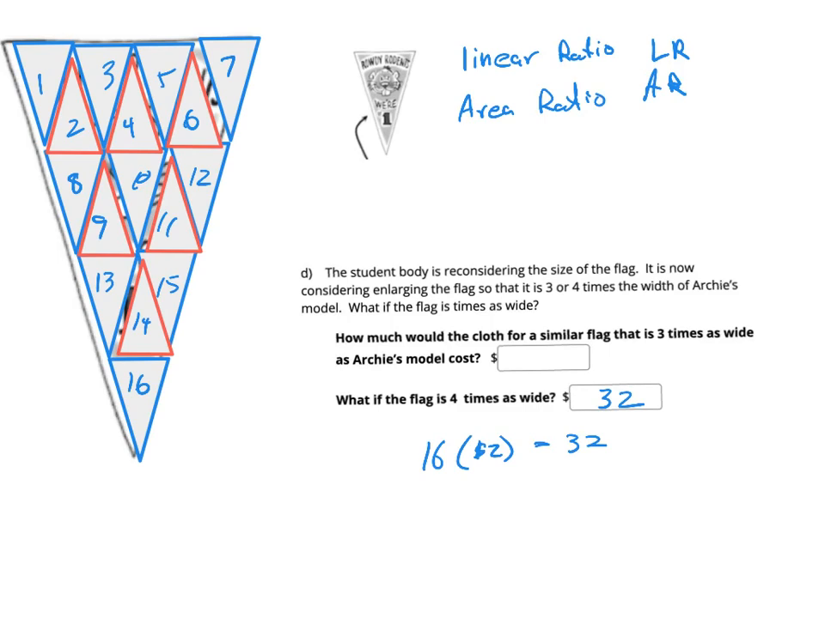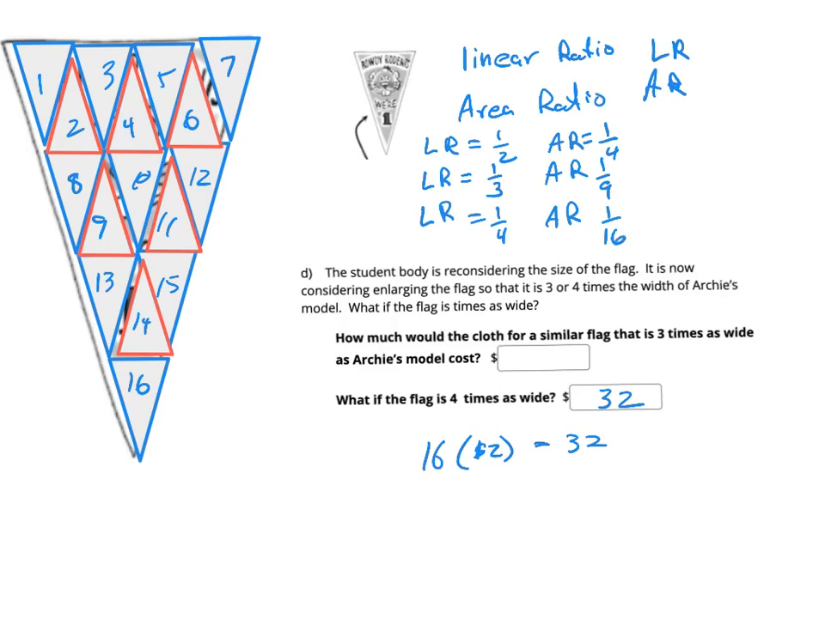So, for the very first one, we said that the linear ratio is going to equal 1 over 2, because the second flag was twice as big as the first one, which made the area ratio 1 over 4, because 4 of those flags fit into one big one. The next one we did had a linear ratio of 1 over 3, because the second flag was 3 times as long and 3 times as wide, so we said the area ratio was 1 over 9. And the last one we just did, the linear ratio would be 1 over 4, because the second flag was 4 times as big as the original, and the area ratio was 1 over 16.